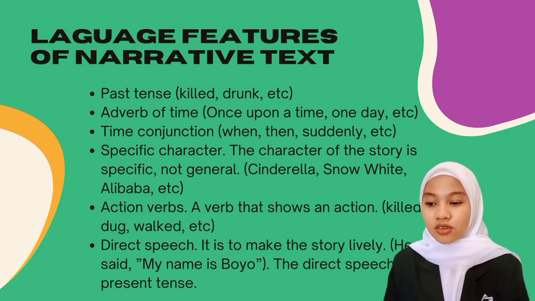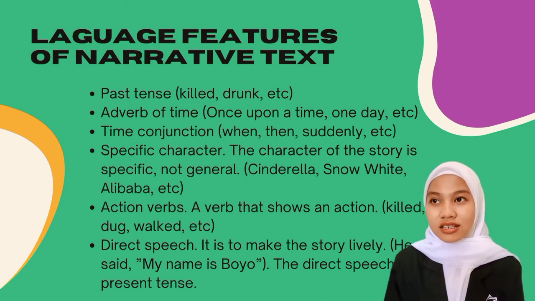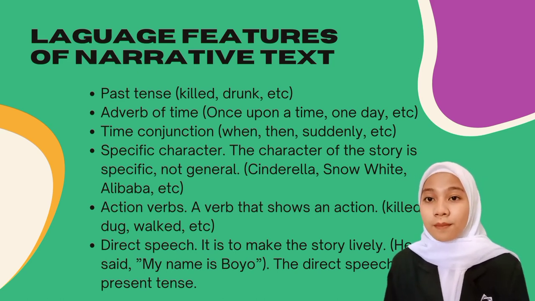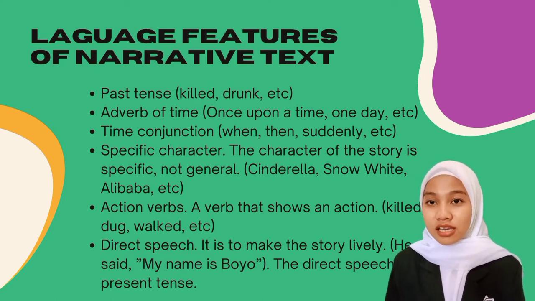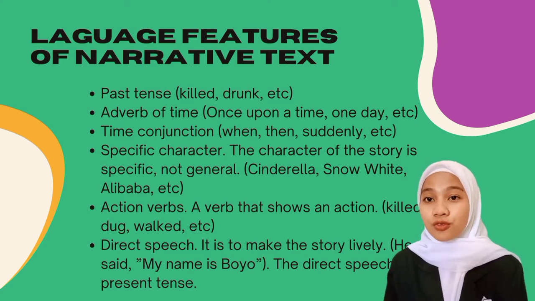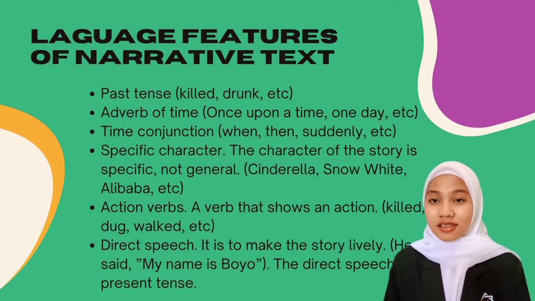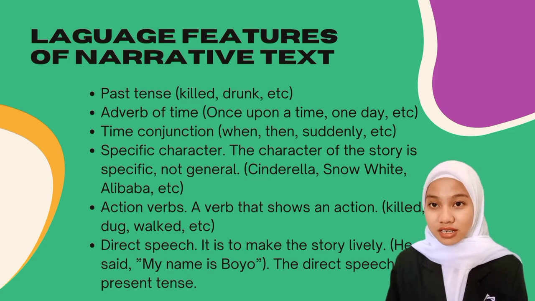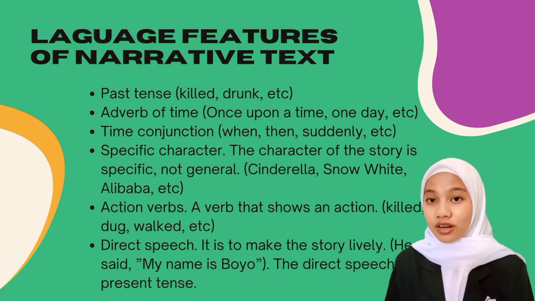So usually in the story, the writer doesn't explain who performed the story. But in narrative text, the actor of the story will explain it directly in the beginning of the story. It's like Cinderella: once upon a time, there is a prince named Cinderella. So Cinderella is a specific character performed in the story.